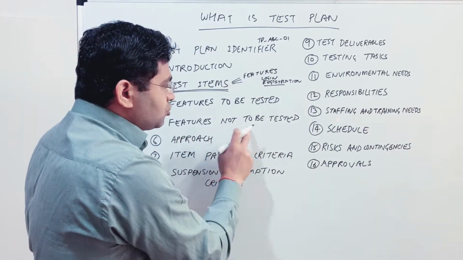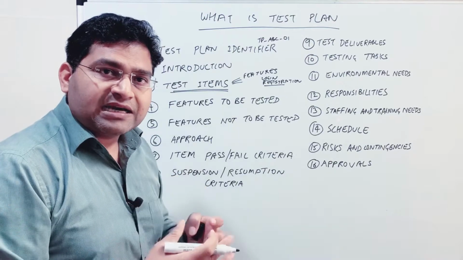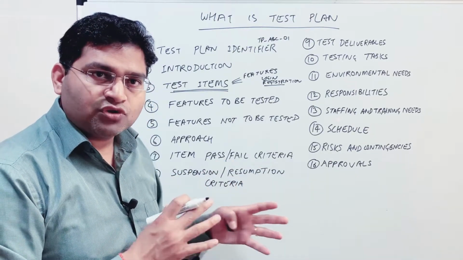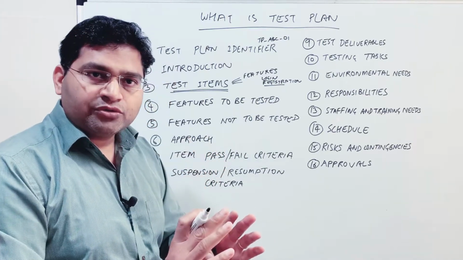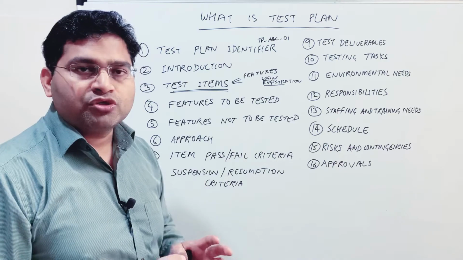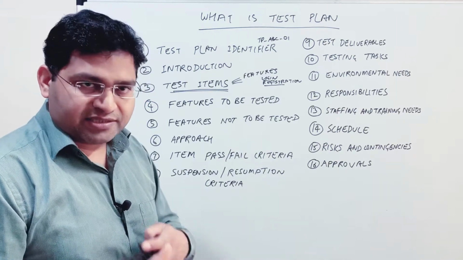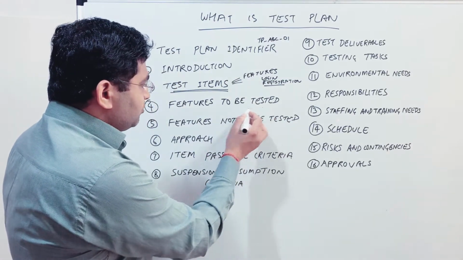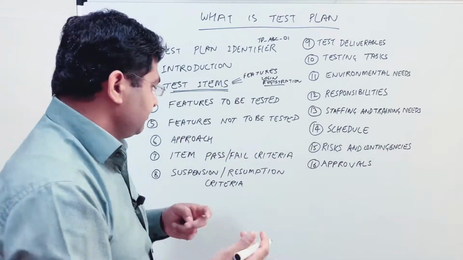Then features not to be tested is also very important, because you need to analyze upfront what you are going to test and what you are not going to test, right? This gives you clarity that when you start the execution phase, you know what you are going to execute and what is required as part of the test execution. So you mention whatever features need to be tested in the features to be tested section, and features not to be tested in the features not to be tested section.